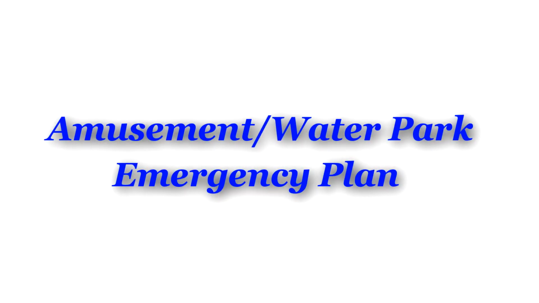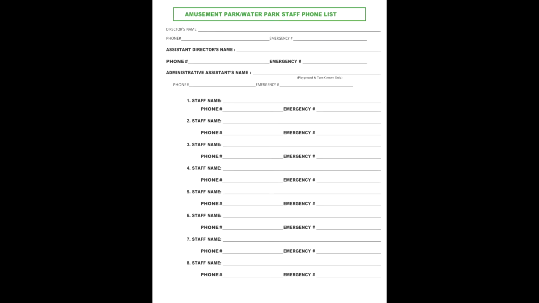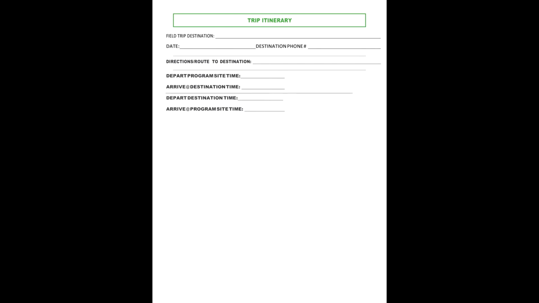Amusement water park emergency plan. The Amusement Water Park Emergency Plan is used for emergencies while at the amusement or water park. When going to the amusement water park, complete and take the field trip emergency plan, as well as the Amusement Water Park Emergency Plan, indicating only those staff attending the trip. As with the other trip forms, this emergency plan should be completed the morning of the trip. The field trip plan is again used in the event of an emergency traveling to and from the amusement or water park.